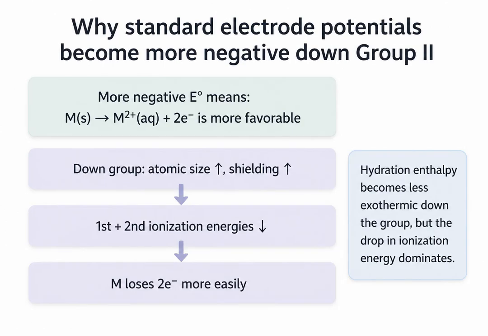Electrode potential is about how easily the metal forms ions in aqueous solution. Down Group 2, increased size and shielding reduce the first and second ionization energies, so the metal loses 2 electrons more easily. That pushes the standard electrode potentials to more negative values, meaning oxidation to M2+ is more favorable. Hydration enthalpy does become less exothermic as ions get larger, which would oppose ion formation slightly, but the decrease in ionization energy is the dominant effect in the trend described.